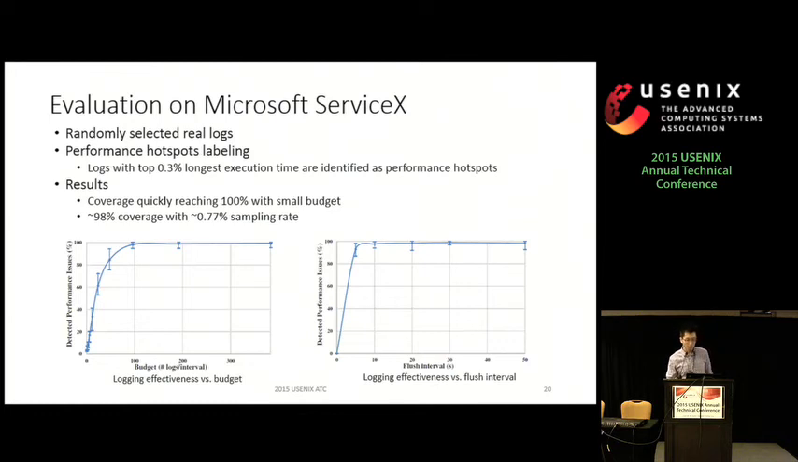So below, in the evaluation results, we can see that the coverage quickly reaches 100% with a really small budget size. So for example, we can reach about 98% coverage with less than 1% of the sampling rate.